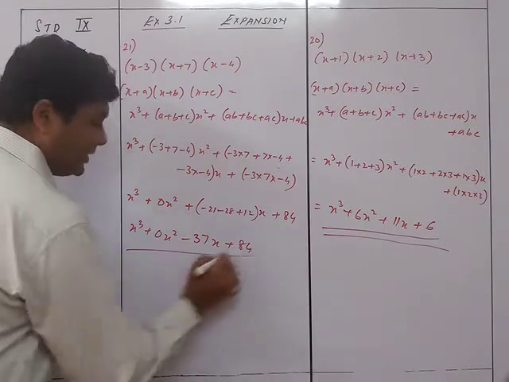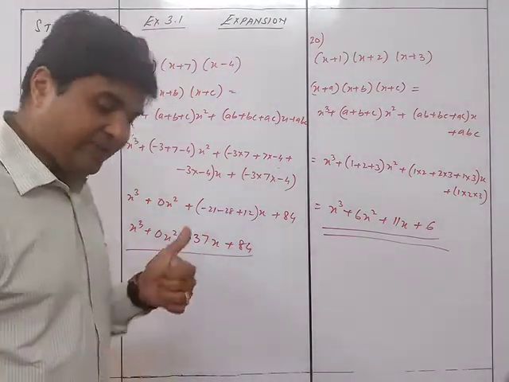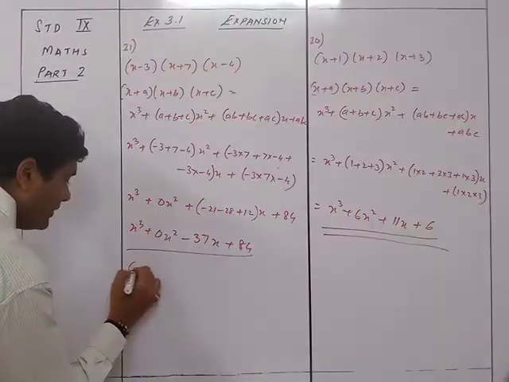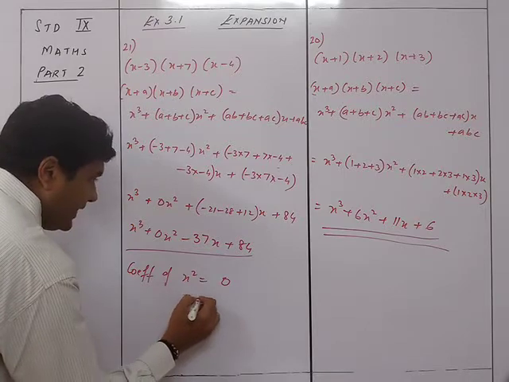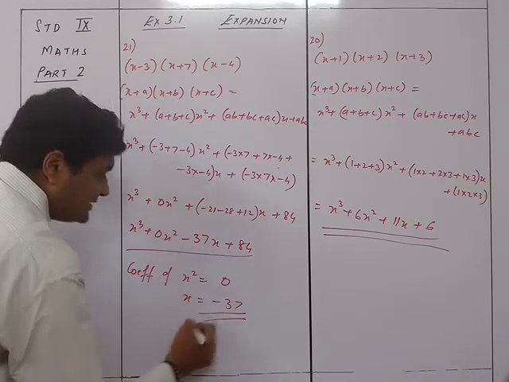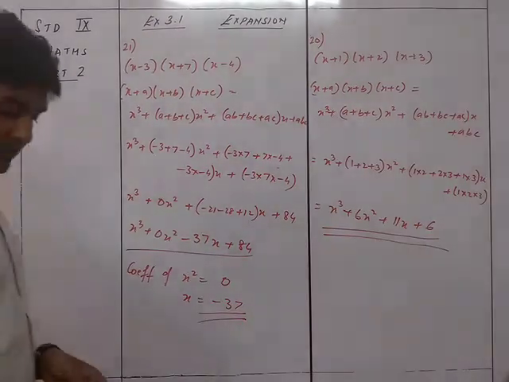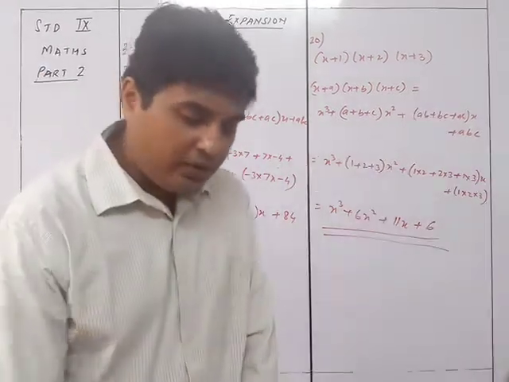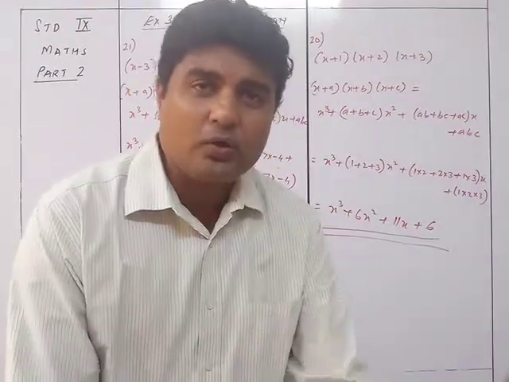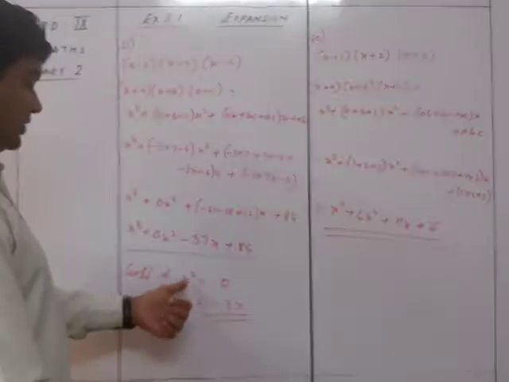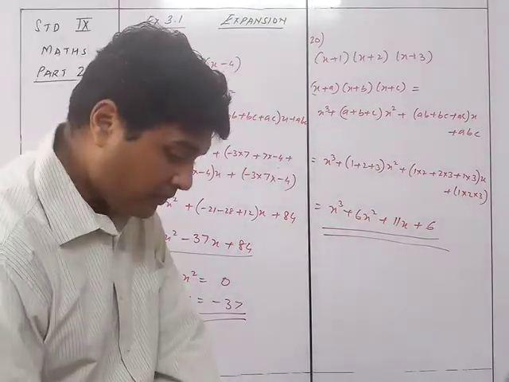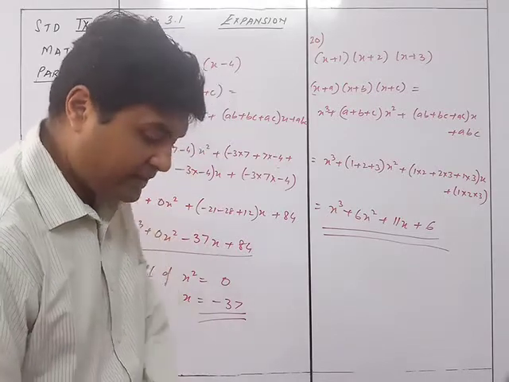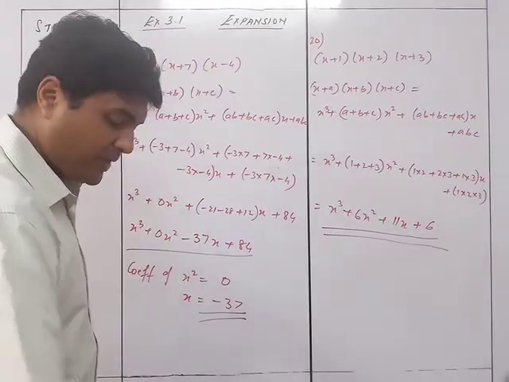Now the question over here is to find the coefficient of x square and x. So the coefficient of x square is equal to 0 and of x is equal to minus 37. That's the answer for sum number 21. You not only had to find the answer but also give the coefficient here, so if you miss that, you are going to lose marks. So better be careful when you write these answers. So that was sum number 21.